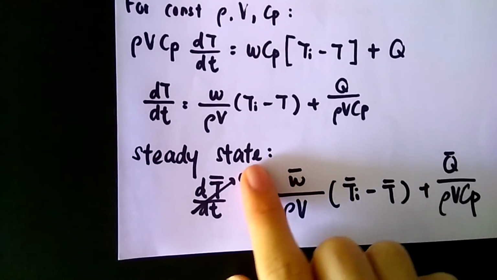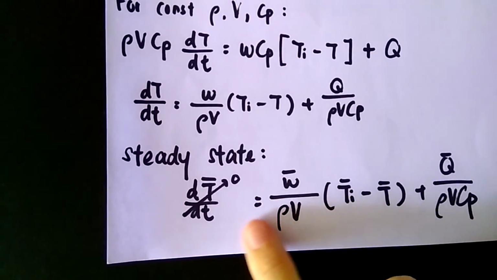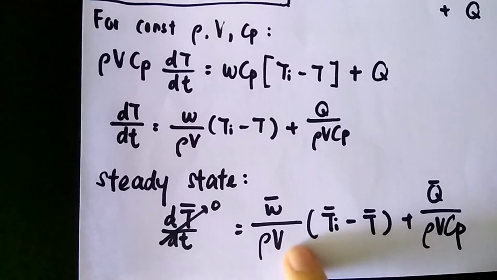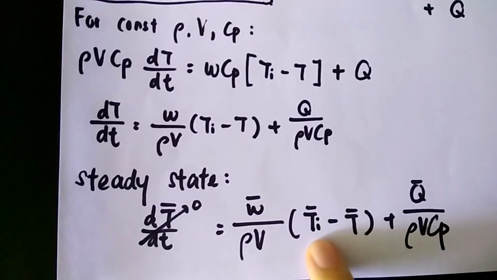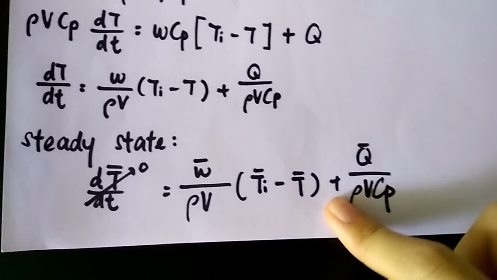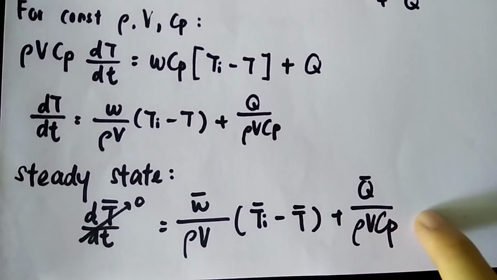At steady state, there is no change in temperature. So 0 equals the mass flow rate at steady state divided by rho V, times the inlet temperature at steady state minus the outlet temperature at steady state, plus the heat supplied at steady state divided by rho V Cp.